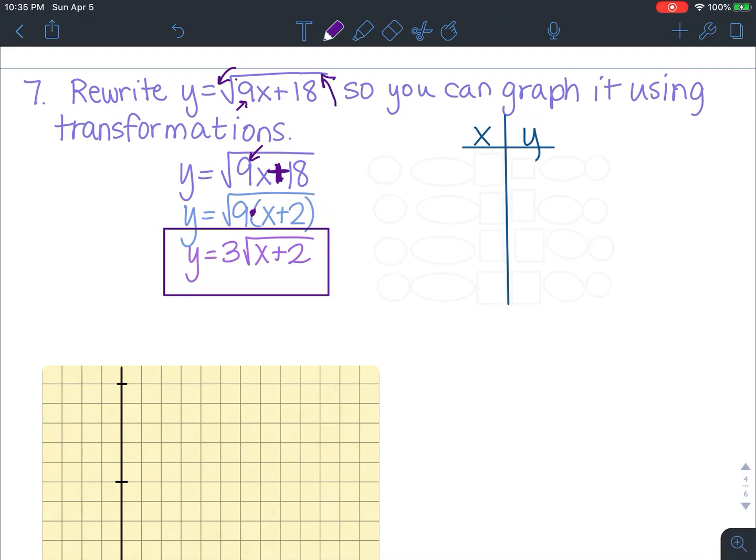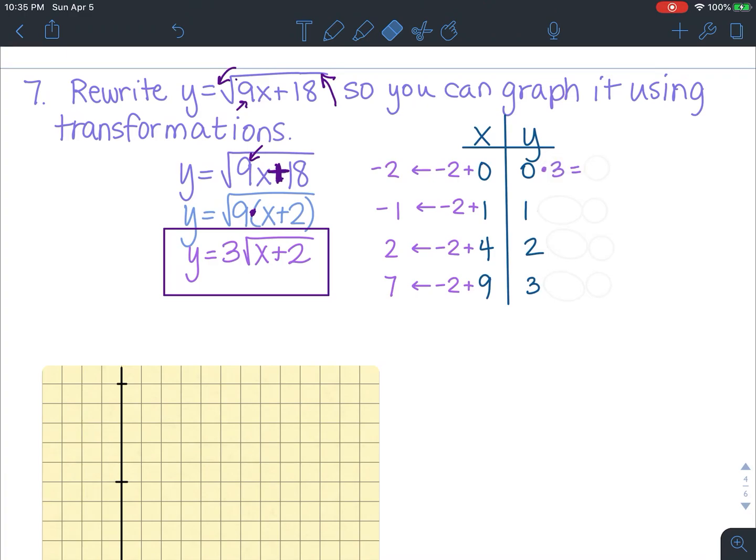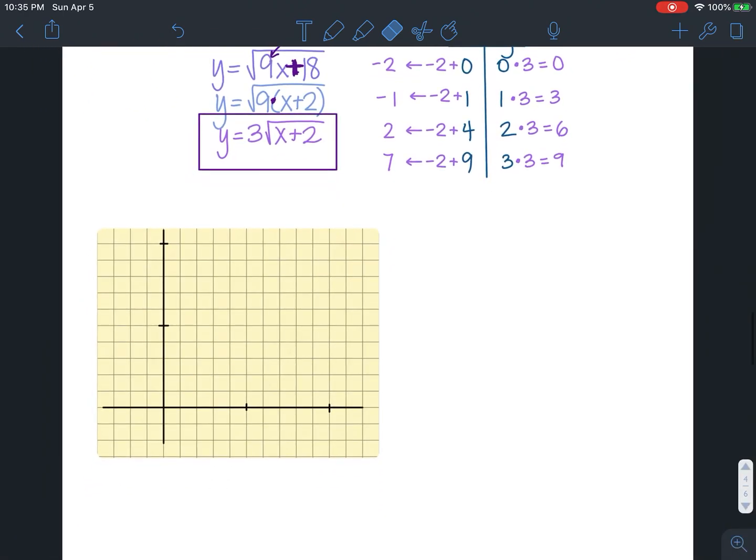This is back to a square root, though, so be careful. It's not a cube root. So here are the original square root parent graph values. And what are we going to do to our x's? We're going to subtract 2 from them, or add -2. And what are we going to do to our y's? We're going to multiply them all by 3 because of the 3 out front. And then I'll get 0, 3, 6, 9. And now I have my new values.